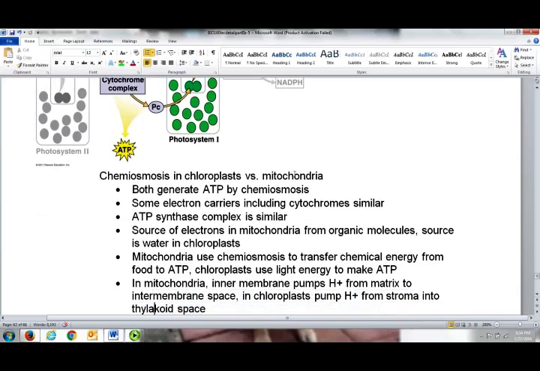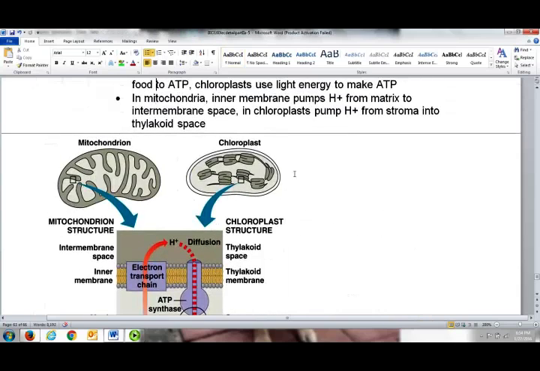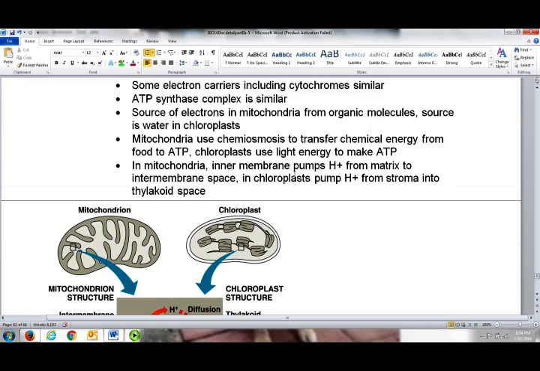The source of electrons in the mitochondria comes from organic molecules. The source is water from the chloroplasts. Mitochondria uses the chemiosmosis to transfer your chemical energy from food to ATP. Chloroplasts are going to use it to transform light energy to the ATP. In the mitochondria, the inner membrane pumps the hydrogen from the matrix to the inner membrane space. In the chloroplasts, it's going to pump the hydrogen from the stroma into the thylakoid space.